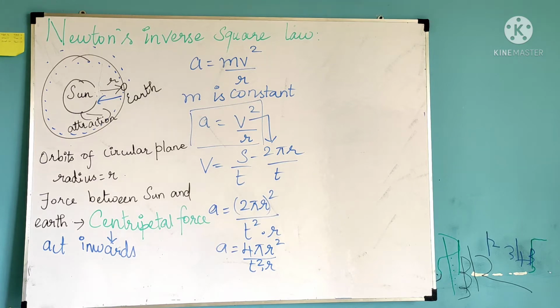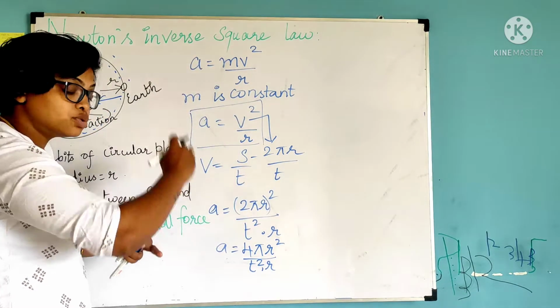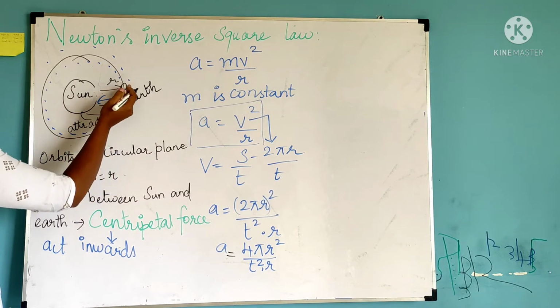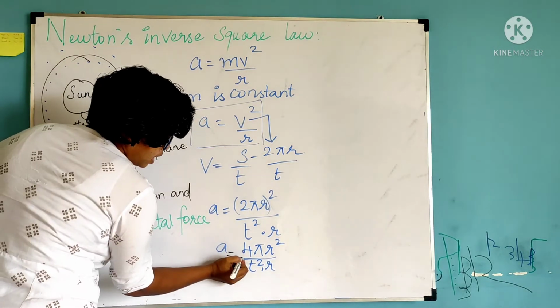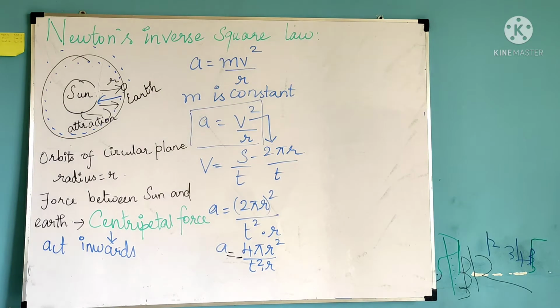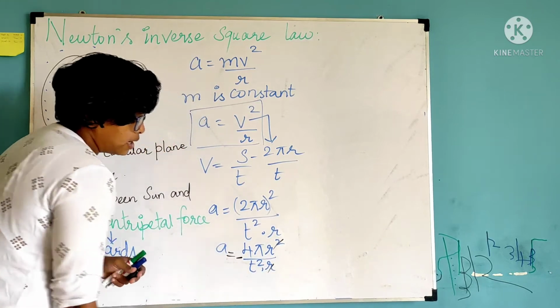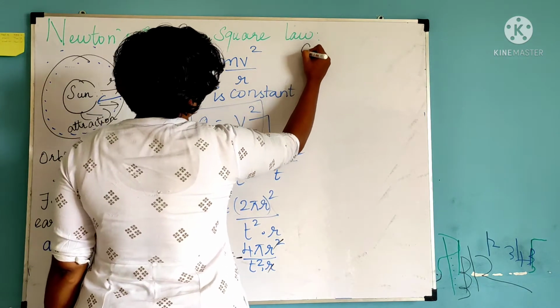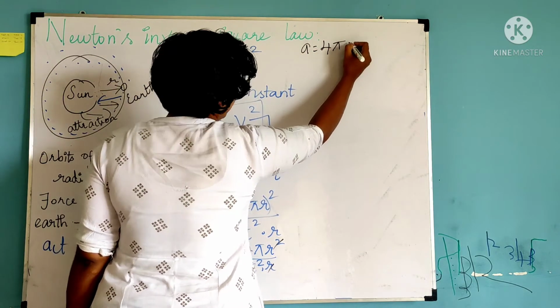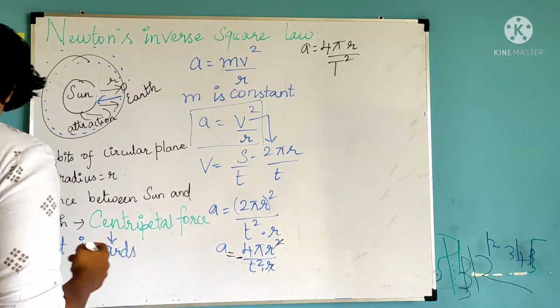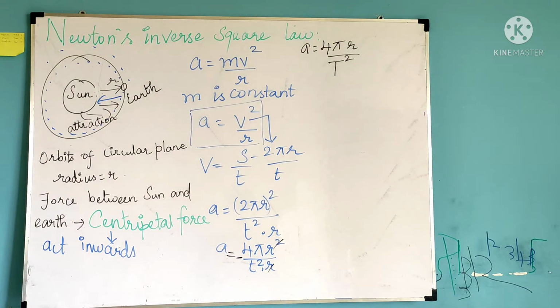And one more thing, this force is acting opposite to the direction, as the object should move in this way. As it is acting opposite to the direction, we consider it with a negative sign. Is it clear up to this? a is equal to minus 4 pi squared r squared divided by t squared r. In this, what can be done? The r and r we can cancel. So a is equal to minus 4 pi squared r divided by t squared, where t is the time period. You can write it as t squared here.